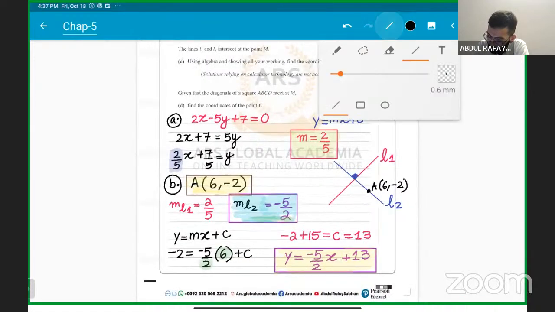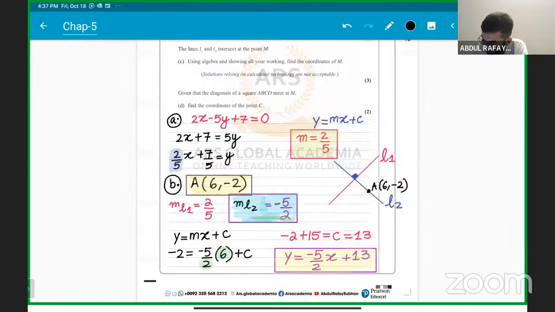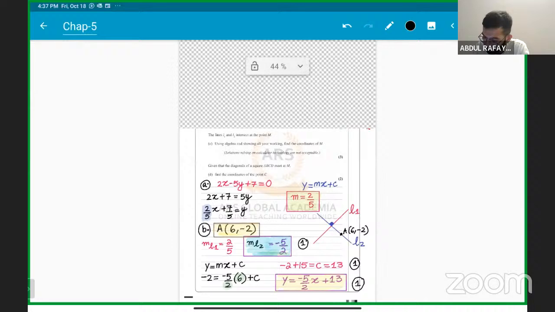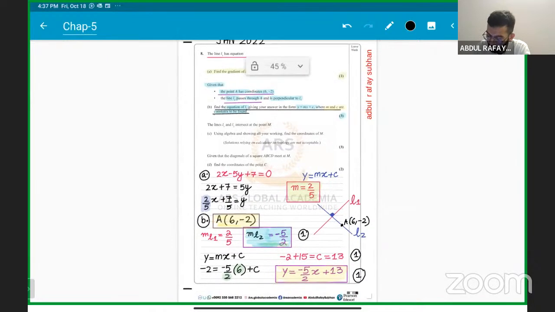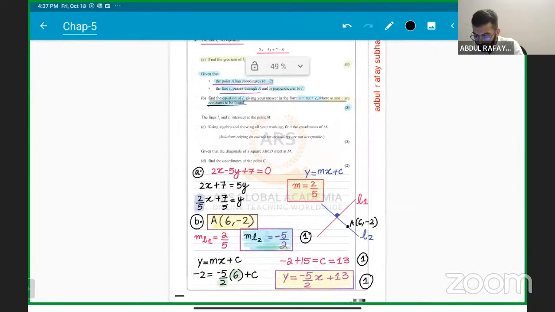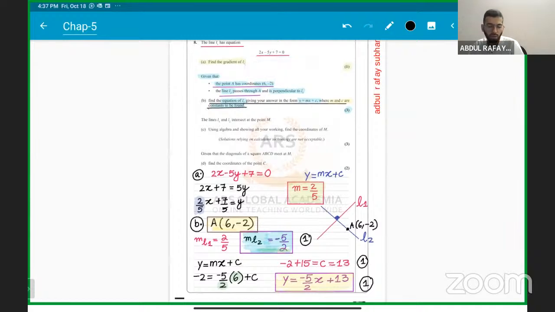How will the marking scheme be split? The marking scheme split will be very simple. 1 mark for finding out the gradient, 1 mark for finding out the y-intercept, and 1 mark for the final answer, the equation of the line. That is how we are going to get all 3 marks of this part. Okay. Any questions, any doubts? Let me know, students. Anyone have questions, any concerns?